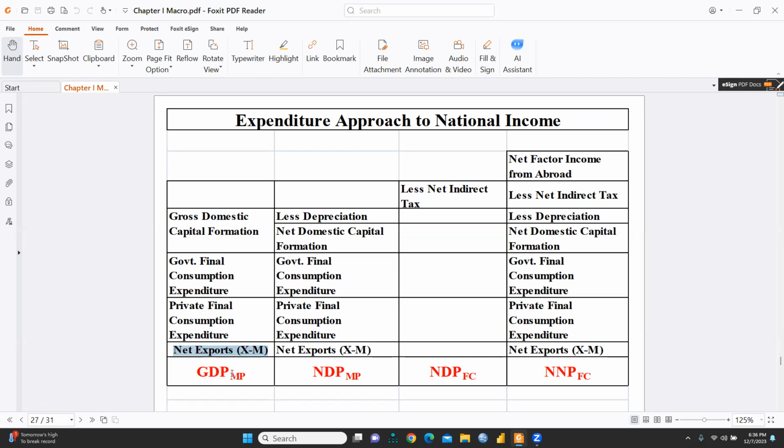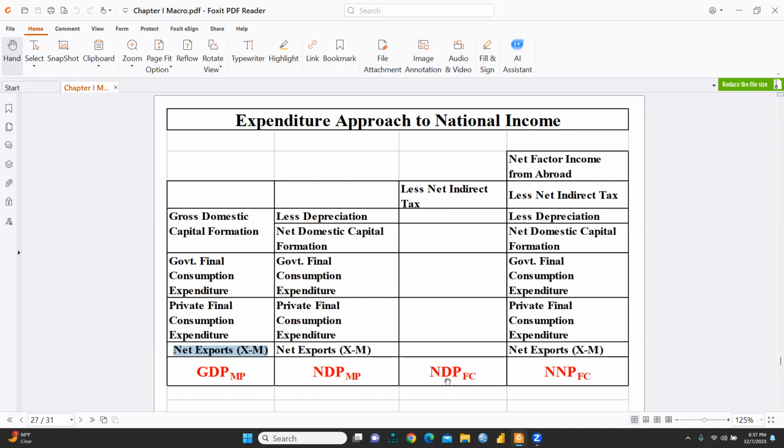Now we would like to convert GDP MP into NDP MP. When we deduct depreciation from GDP MP, whatever is left is NDP MP. NDP MP means net domestic product at market price. After that, we would like to convert NDP MP into NDP FC, meaning MP is converted into factor cost. The only difference between MP and FC is net indirect tax. So NDP MP minus net indirect tax, whatever is left, that is NDP FC.